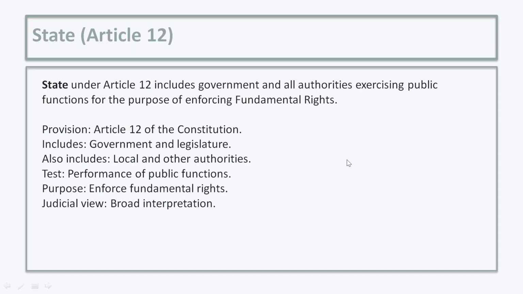Let me give you a simple example here. Municipal corporations, electricity boards, or government controlled authorities may not be traditional government departments, but they exercise public power. That is why courts treat them as state under Article 12. Now let's look at what is written on the slide. State has a wide meaning under Article 12 of the Constitution. It includes government, legislature, and authorities. This wide definition helps in the effective enforcement of fundamental rights.